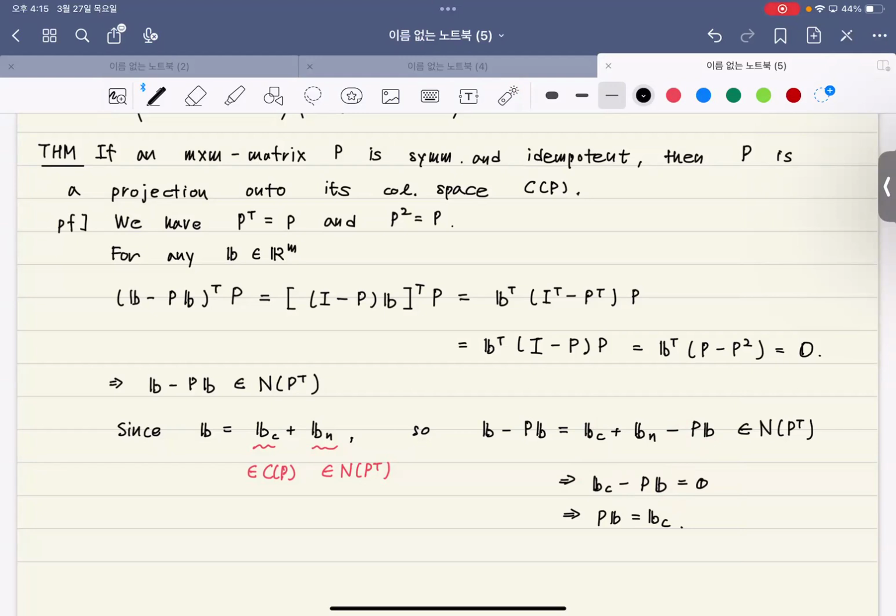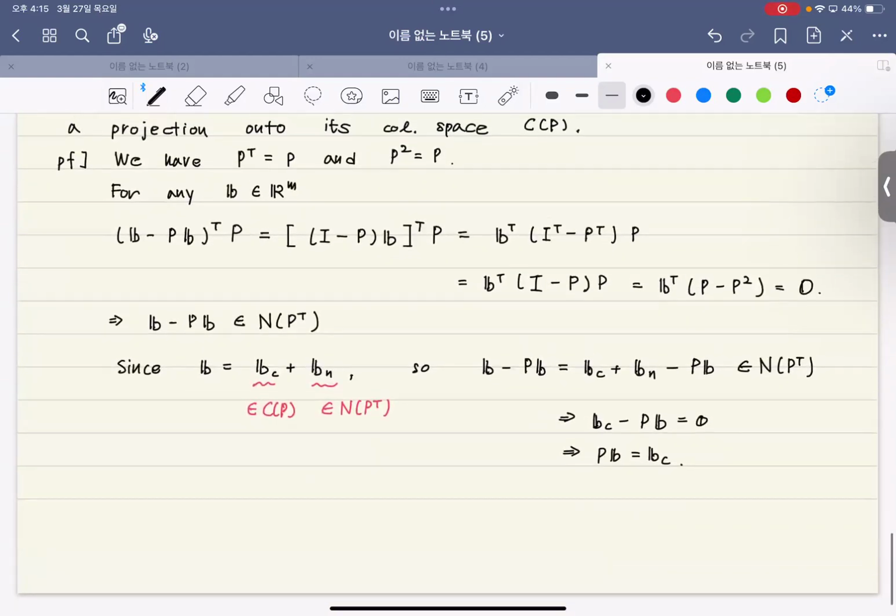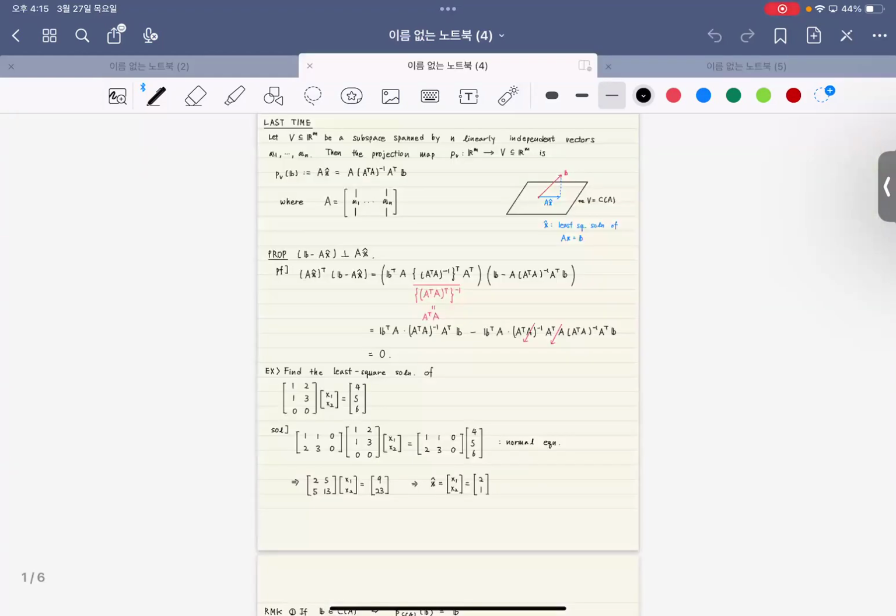Now I understand why this P must be a projection. If you plug a vector into this linear transformation, what it does is nothing but drop the left null space component and return the column space component as an output. In this case, I'm pretty safe to say that this is a projection onto the column space. Okay, great. Also, I have a very important application.